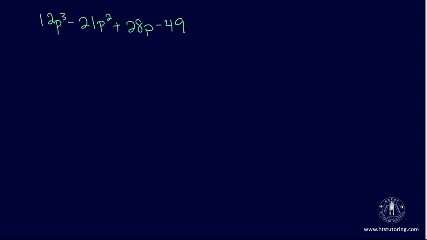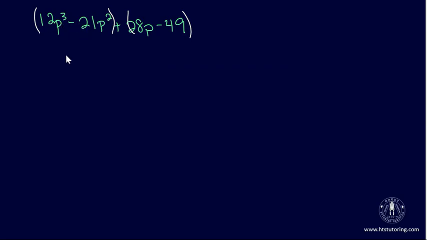So what we're going to do is group them. We're going to group the first 2 terms, and we're going to group the second 2 terms, okay? And then we're going to look at our groups and factor them separately using greatest common factor. So what is the greatest common factor between 12p cubed and 21p squared?